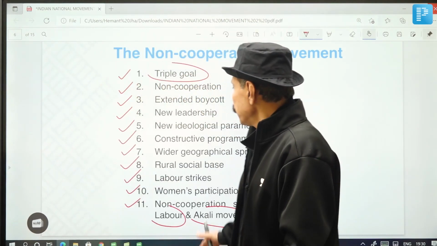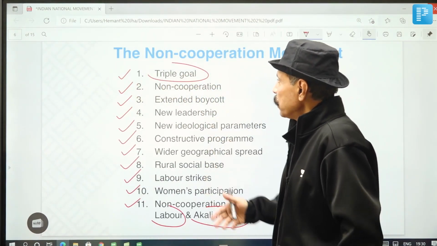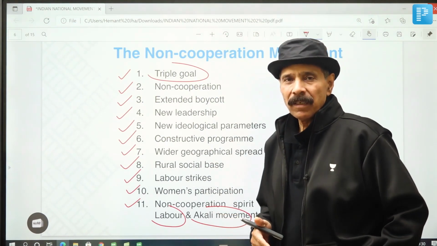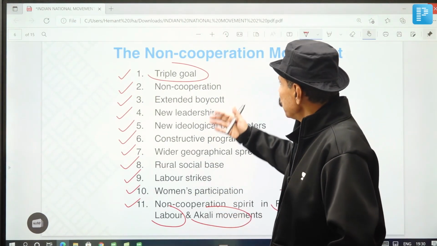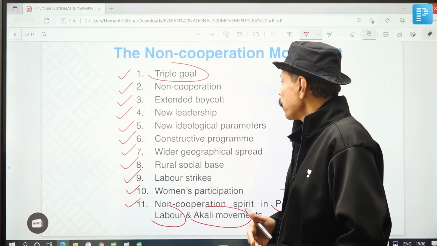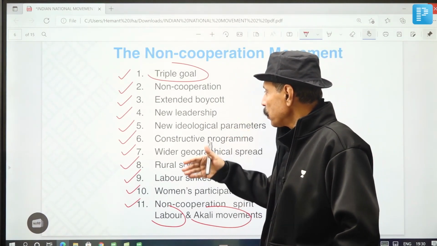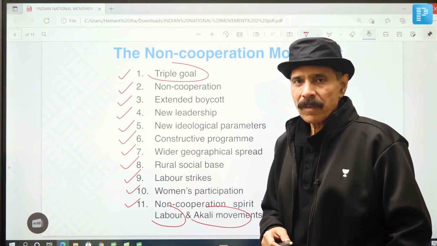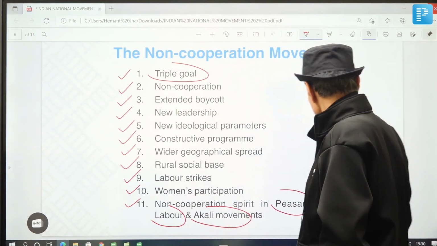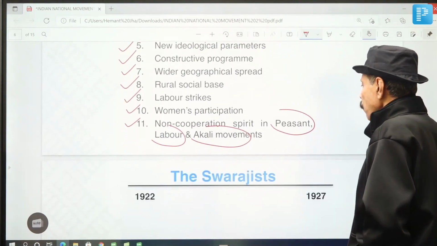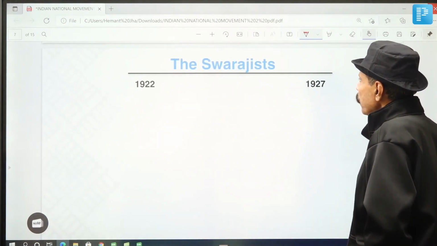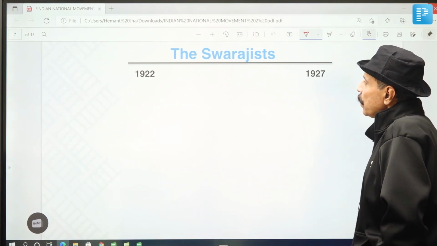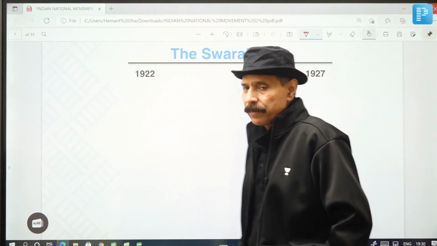So these 11 points represent the major features of the non-cooperation movement. And in the light of these, you also understand the significance of the non-cooperation movement. Now let's consider the next one. Next aspect is the Swarajist.